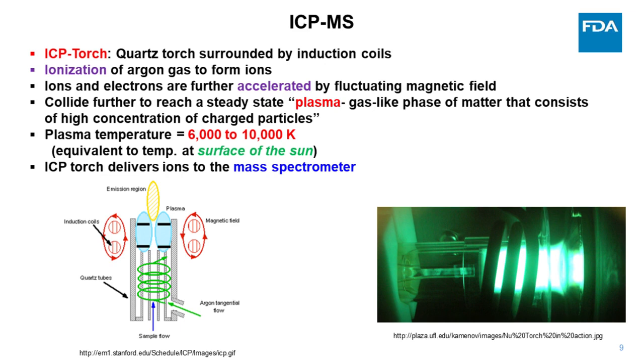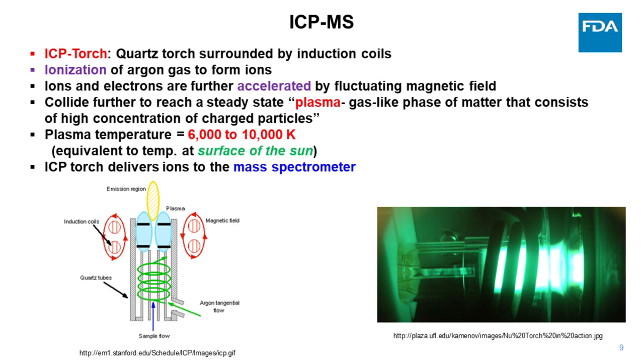It is very, very hot. The temperature is around 6,000 to 10,000 Kelvin, which is equivalent to the temperature of the sun. So you can imagine it's very hot. When this ICP is connected to the mass spectrometer, we make the ICP-MS. I think Robert already talked in detail about the mass spectrometer, so I'm not going to talk about that.